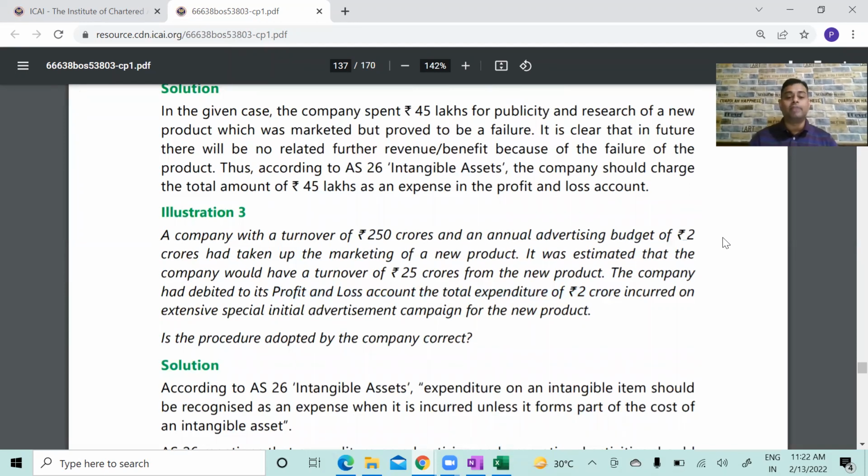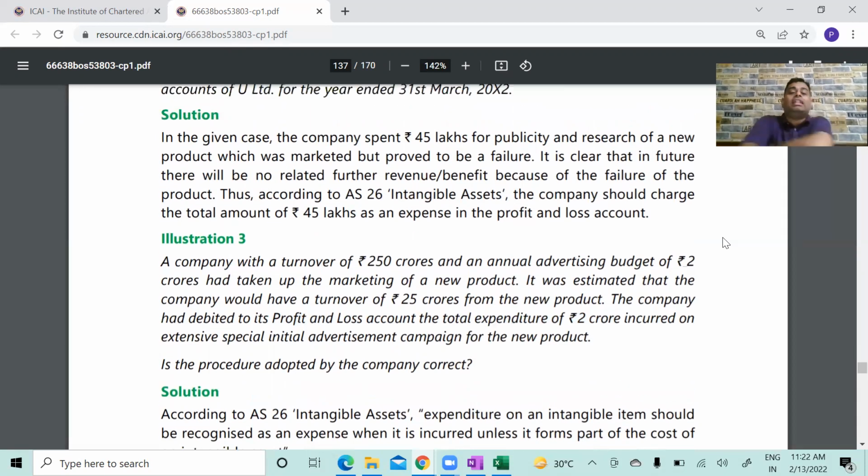Hello, madam. Answer, madam. It's correct, sir. Is the procedure adopted by the company correct? Yes, sir. Correct. But if you write the answer, "Yes, the accounting treatment given by the company is correct," will you get 4 marks? No, sir. No. Then what do you need to do?